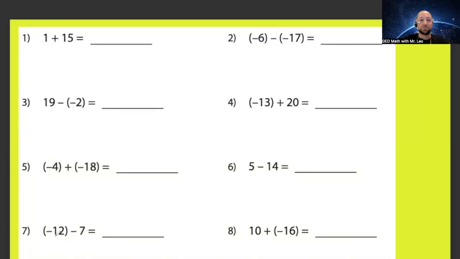All right, let's practice right here. Let's do this page here. The first one, number 1, that's regular math. 1 plus 15, that's 16. Technically, this follows step 2, though. If both signs are the same, we add the numbers and keep the sign. These are both positive numbers, so the system works.